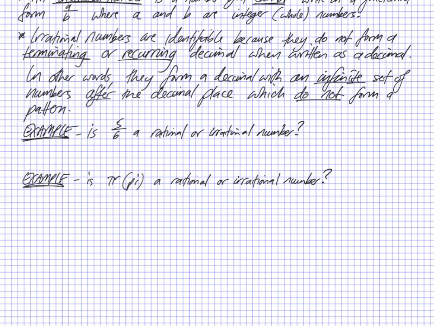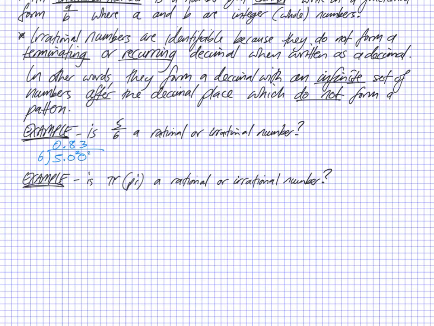So let's do an example here. 5 on 6. Is it a rational or irrational number? Well, 5 on 6 means 5 divided by 6. 6 doesn't go into 5, so 0. Put a 0 there. Does 6 go into 50? Yes, it does. It goes in 8 times with 2 left over. Put another 0. Now 6 into 20. 6 goes 3 times into 20.